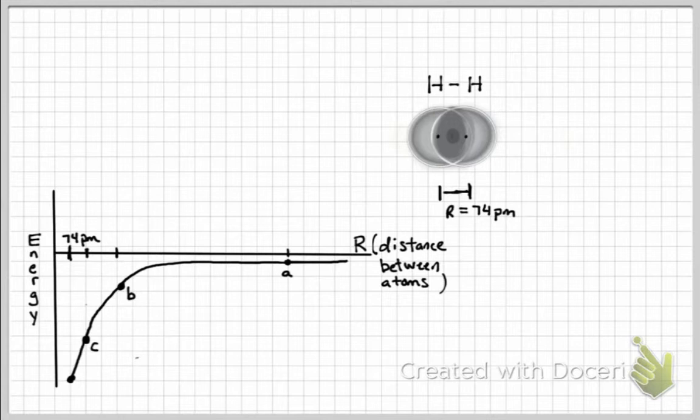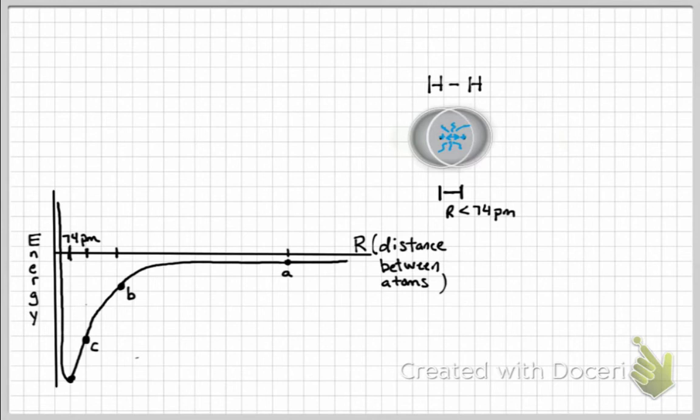Now if we move them closer together, closer than 74 picometers, closer than their ideal bond length, what happens is they start to feel some repulsion, right? Those two nuclei are positively charged, and they would like to keep a certain amount of separation between each other. Otherwise, they start to feel a charge repulsion between the nuclei. So if we bring them in closer, so that R is less than 74 picometers, what happens is the energy shoots up. There's too much repulsion between the nuclei.